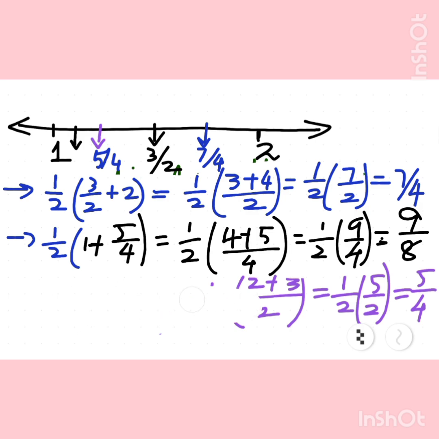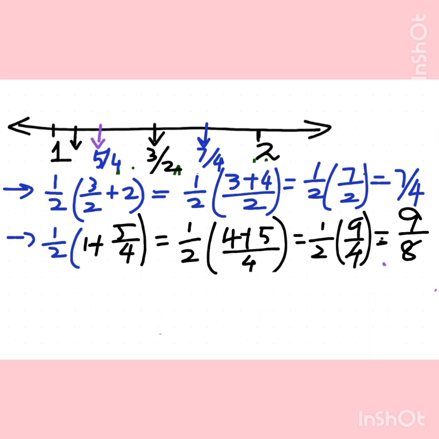Alright, so now how many rational numbers do we have? Already 3, now 9 by 8. Totally 4 rational numbers we got. Then the fifth one I'm going to find out between 7 by 4 and 2. So again we'll take the average of those two. 1 by 2 times 7 by 4 plus 2.